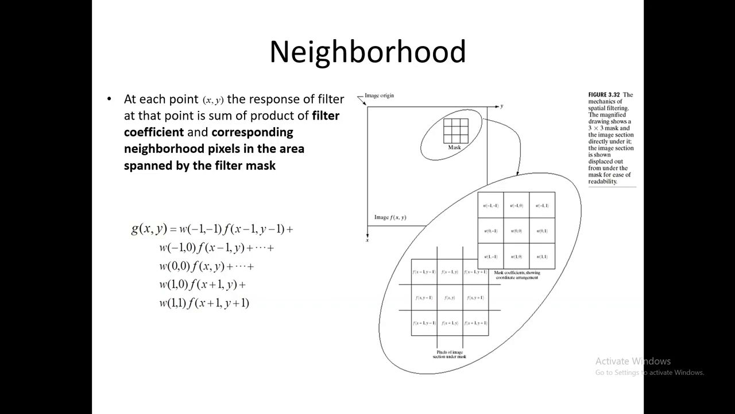Our focus in the following discussion is on filters of odd sizes. For a mask of size m by n, we assume that m is equal to 2a plus 1 and n is equal to 2b plus 1, where a and b are positive integers.